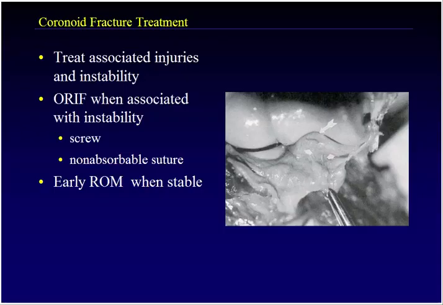The treatment of coronoid fractures is you treat the associated injuries, the elbow dislocation, the radial head fracture, the olecranon fracture, as mandated for the treatment of those injuries individually. Then you can perform an ORIF of the coronoid process itself when there is significant instability, and that can be done with either a screw fixation or a non-absorbable suture. The goal is to obtain stable reduction of the elbow joint so that you can begin early range of motion.